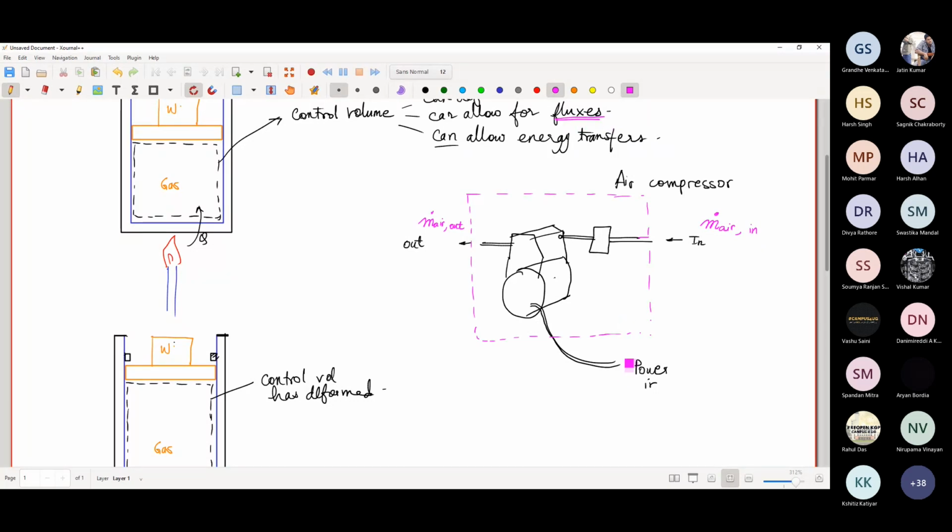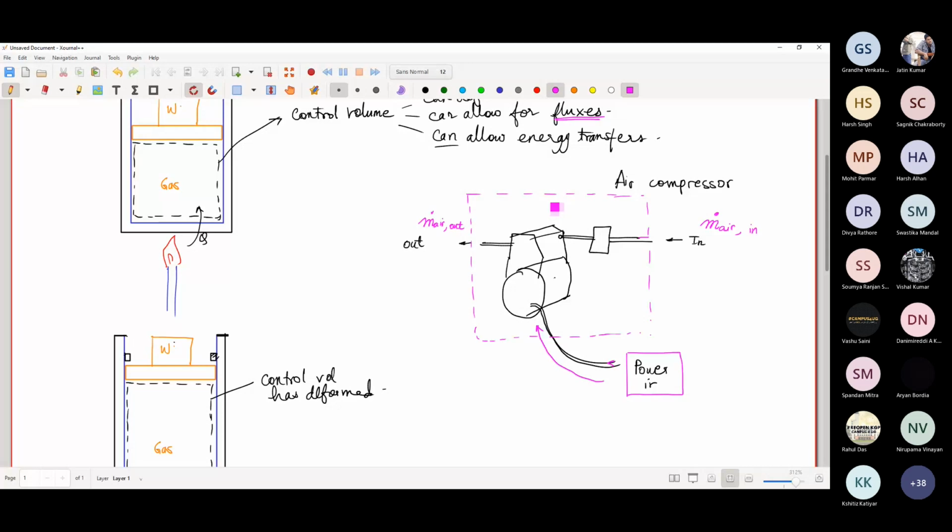Apart from this, it also allows for power input. So work input is going into the control volume. Now you may say, I just connected to the mains. I mean, I just connected to my wall socket. How is this power in? Well, it is electrical power. Okay. Just because it is not mechanical work doesn't mean it is not work. It is. Okay. So all this also falls within the purview of thermodynamics.